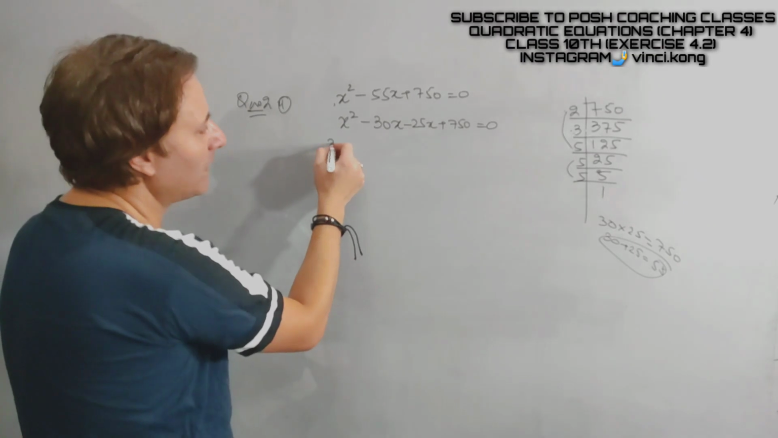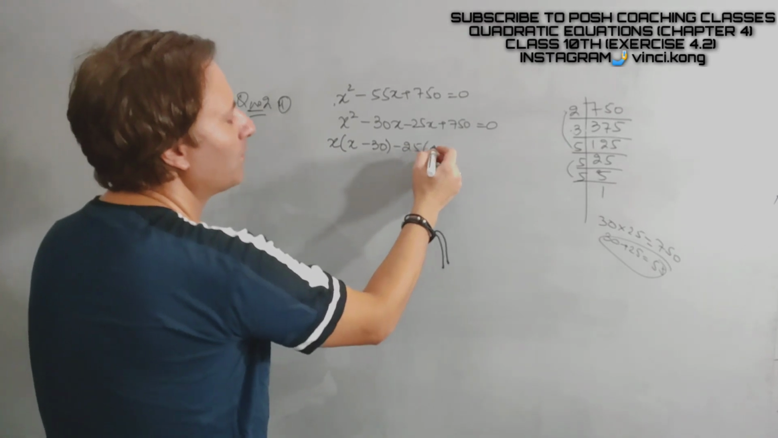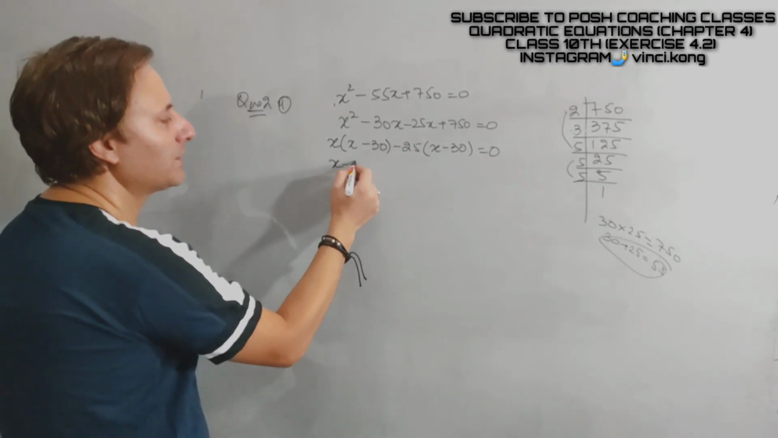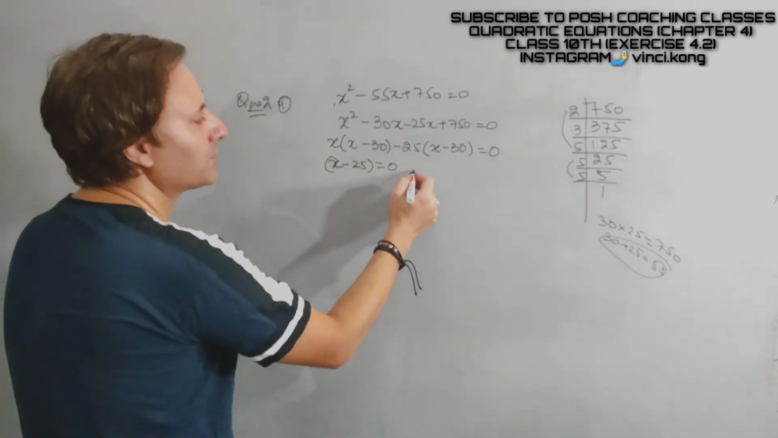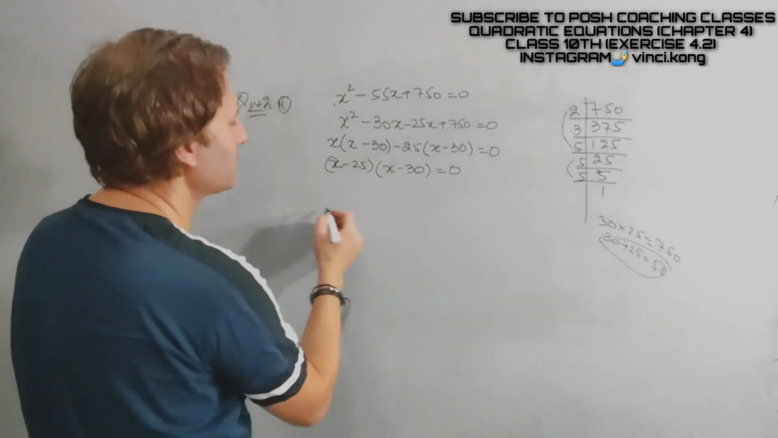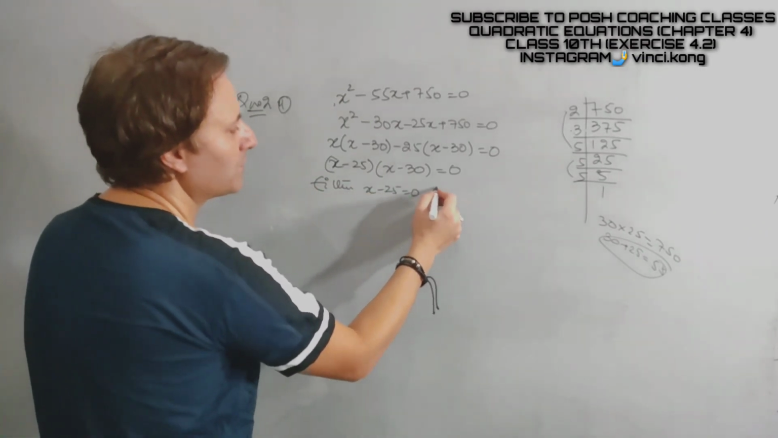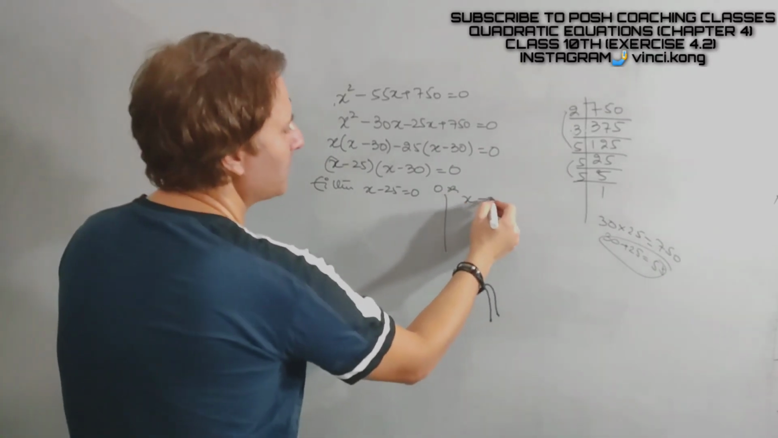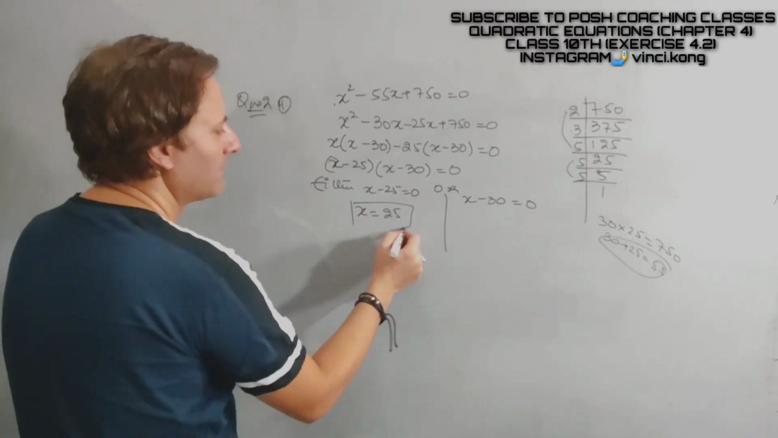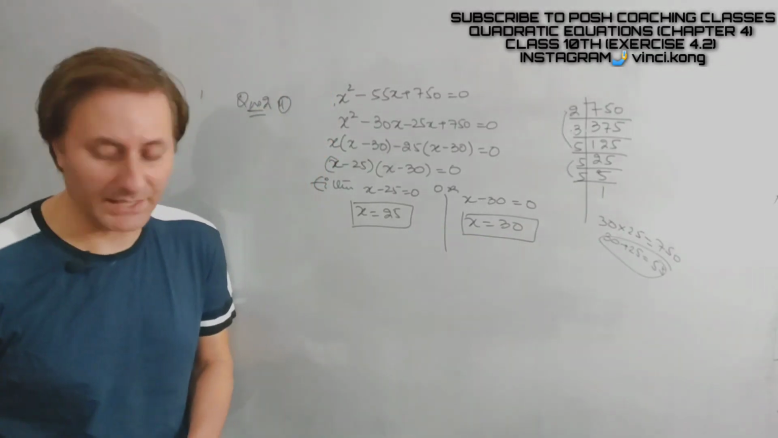So let's see now, what do we have? We have x common here, so it's x minus 30, then minus 25 common, it is x minus 30 is equal to 0. Now x minus 25 and x minus 30 is equal to 0. Now either x minus 25 is equal to 0 or x minus 30 is equal to 0. So we have x equal to 25 and x equal to 30. So these are the two answers.